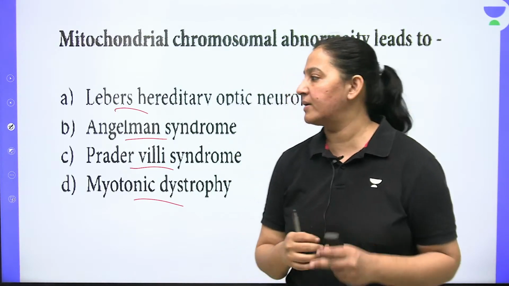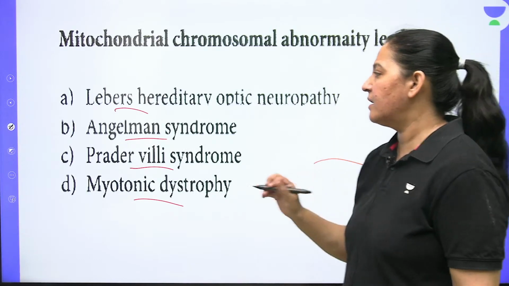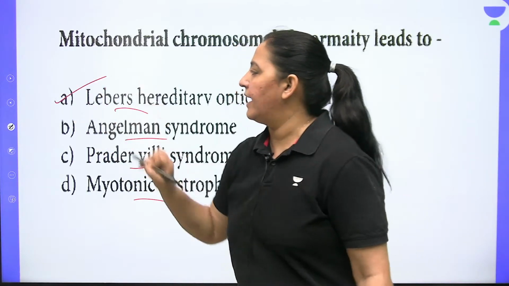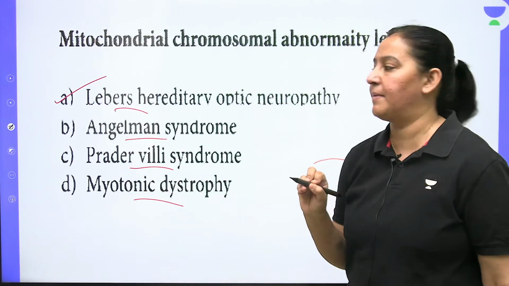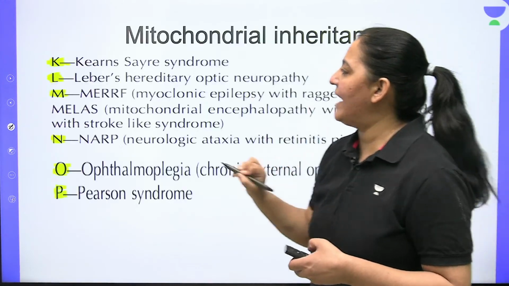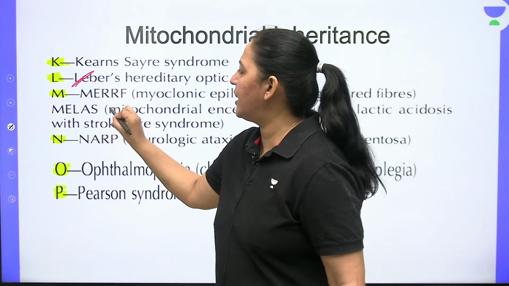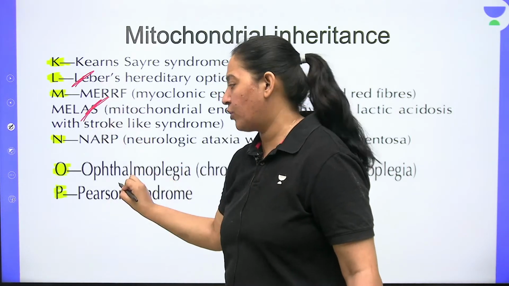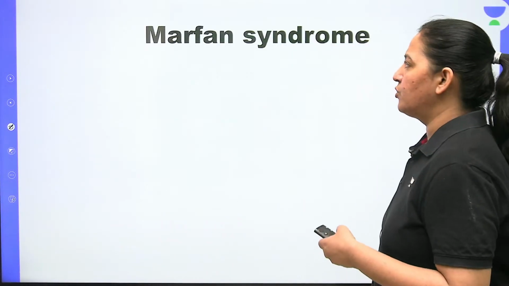What will come from KLMNOP? What is the correct answer here? The correct answer here is of course A. It is Leber. Yes, very good. So the L of KLMNOP is Leber. So a question is already asked on Leber, a question is already asked on MELAS, and a question is already asked on Pearson. So you should know the full form.